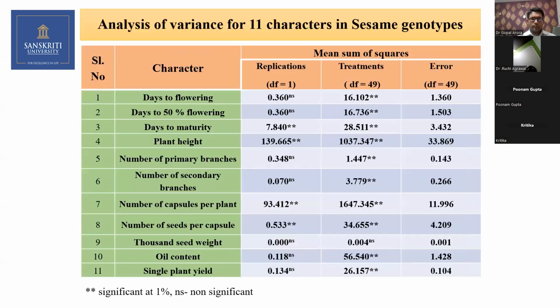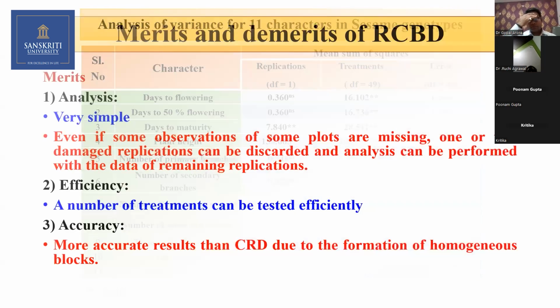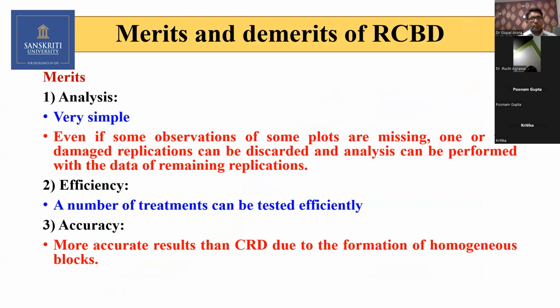And you can see the treatments which are significantly differing, and the error also has been given. Replication is also significant. And the merits and demerits: it is simple. Even if some observations of some plots are missing, we can go for the missing plot technique, which I have not touched upon. And the efficiency is more and the accuracy is also more compared to CRD, because I told you the error decreases.